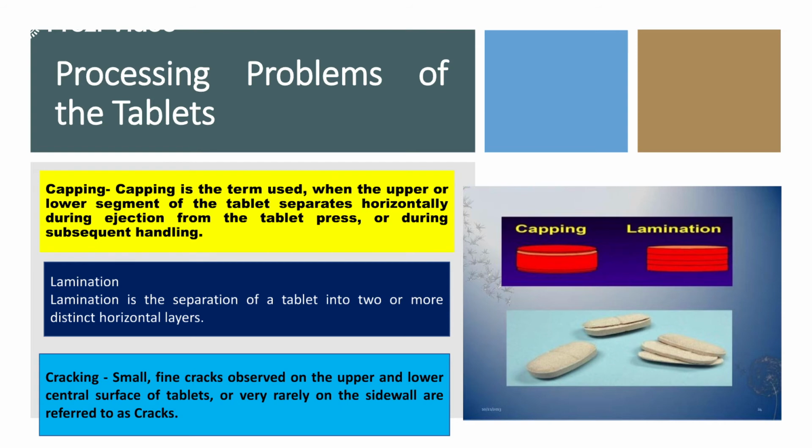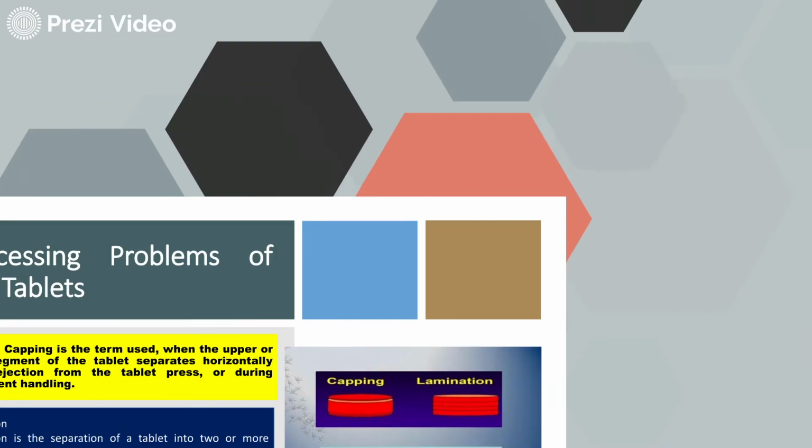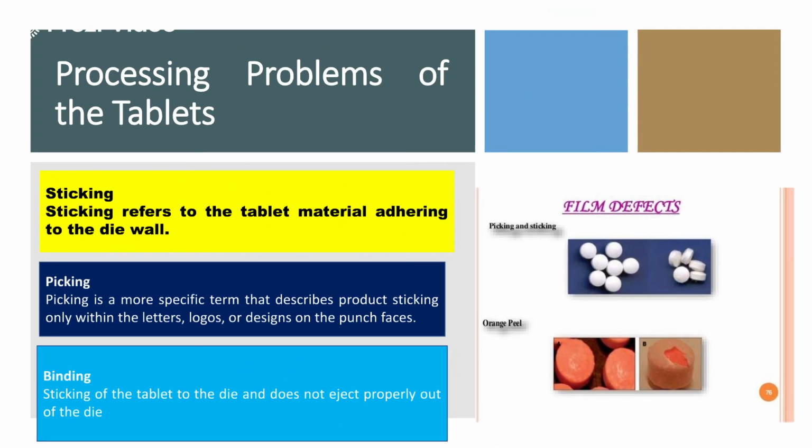Lamination simply means the separation of tablets into two or more distinct layers. In the diagram you can also see the layering. Cracking, as the name signifies: fine cracks are sometimes observed on the upper and the lower central surface of the tablets, or very rarely on the side walls, and are referred to as cracks. So these are the three main problems noticed while the tablets are being ejected from the compression press: capping, lamination, cracking.